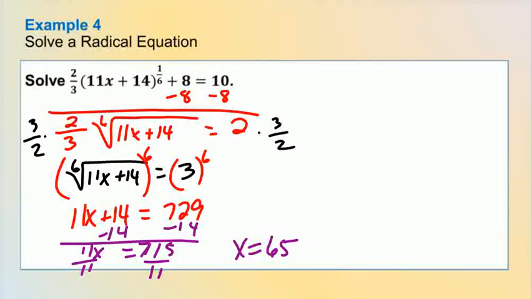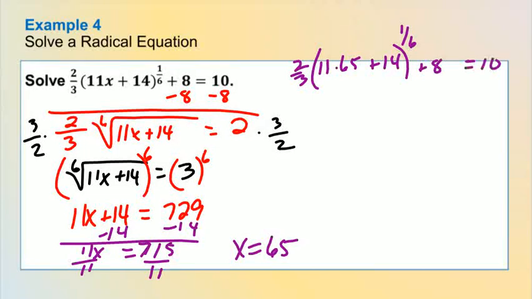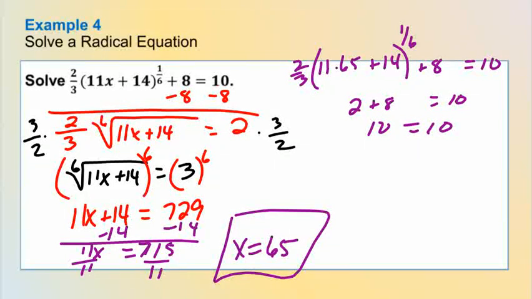If we plug that back in to see if that works, we have 2/3 times 11 times 65 plus 14 raised to the 1/6 power, add 8, that has to equal 10. So 11 times 65 is 715, plus 14 is 729. Raise that to the 1/6 power, which gives us 3. 3 times 2/3 gives us 2. 2 plus 8 is 10. 10 does equal 10. So our answer is 65.